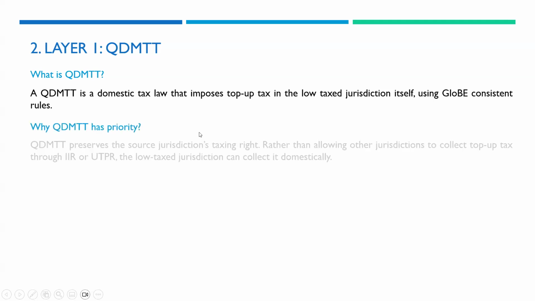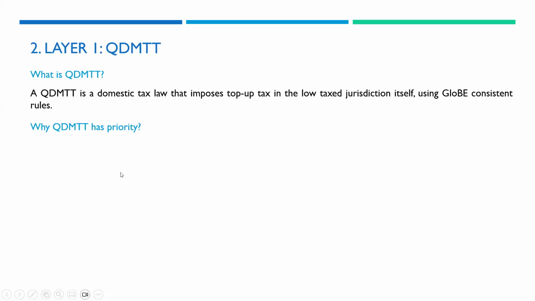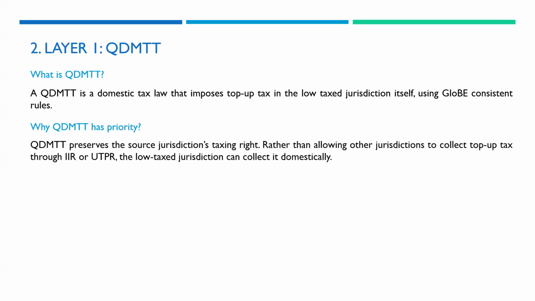And QDMTT has priority. Why do you think QDMTT has priority? Because it is the source jurisdiction. The profits are arising from that jurisdiction. So it is pretty obvious that it has to be given priority, right? So QDMTT preserves the source jurisdiction's taxing right. Rather than allowing other jurisdictions to collect top-up tax through IIR or UTPR, the low tax jurisdiction can collect it domestically. Fantastic.